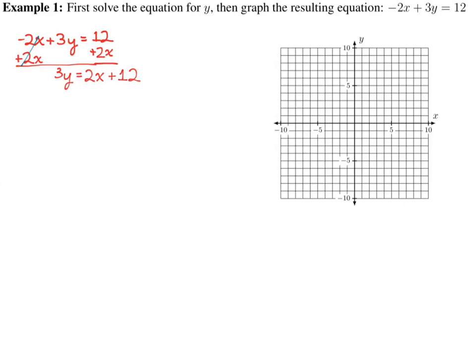I also recommend that you put the x term in front with the constant at the end. Once you've done that, you'll need to divide by 3. And there's a small trick here, which is that each of the terms on the right need to be divided by 3. So the 2x divides by 3, and the 12 divides by 3. When you take the 2x and divide by 3, it creates 2/3 x. When you take the 12 and divide by 3, well, that's 4.